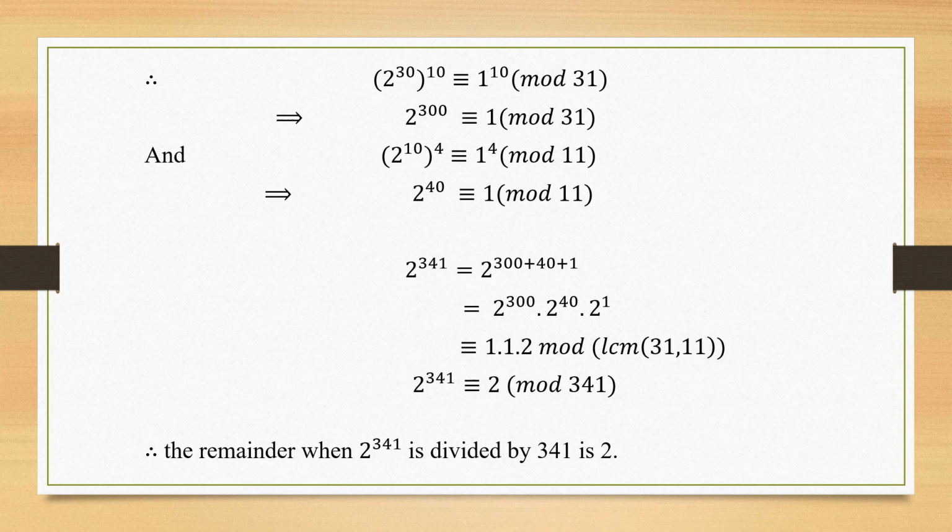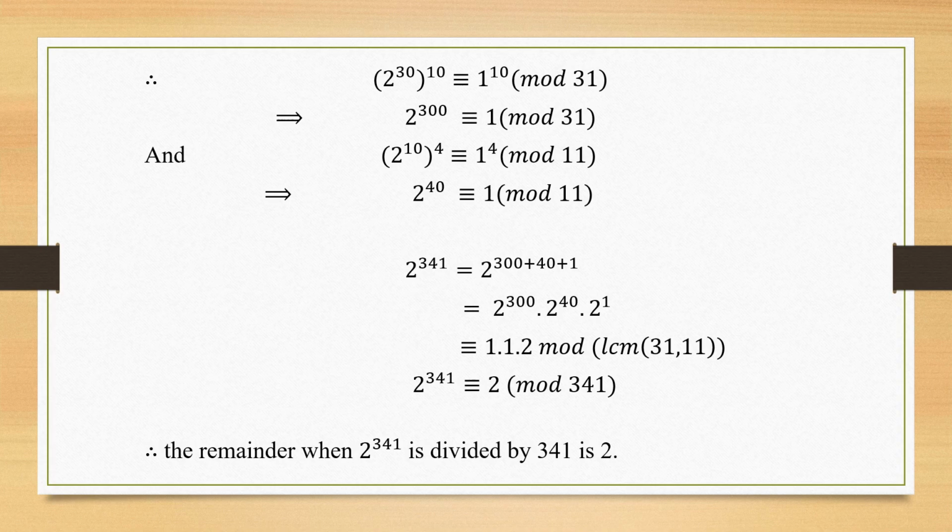So it's going to be 2 to the power of 40, which is congruent to 1 mod 11. Now here you should be very careful, because for the power 300 it was mod 31 and for 2 to the power of 10 we have used mod 11. So make sure you write down the correct modulo numbers. And 2 to the power of 341 is equivalent to 2 raised to the power of 300 plus 40 plus 1. So 2 raised to the power of 300, times 2 raised to the power of 40, and 2 raised to the power of 1.